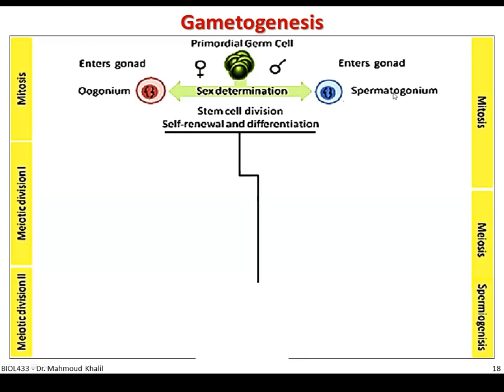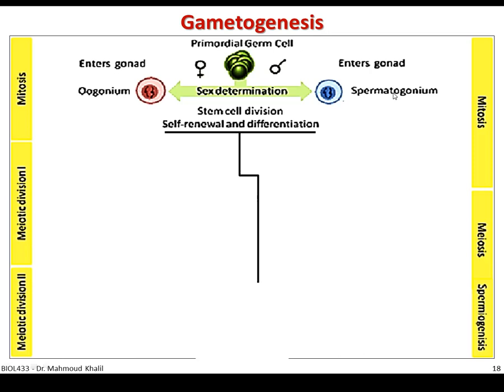Both of them start with the oogonium for females and the spermatogonium for males. These are stem cells committed to the formation of gametes. Both stem cells undergo many mitotic divisions for self-renewal, and then undergo a process of differentiation to form the gametes.